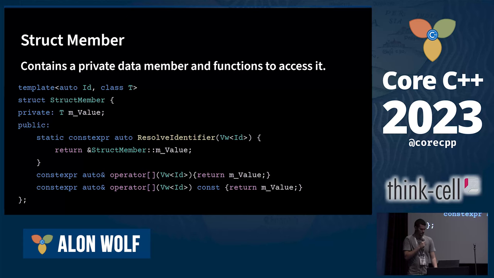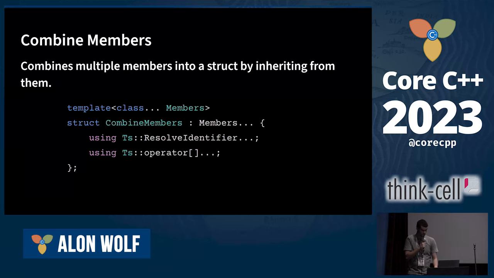Then we define the struct member type, which holds a private data member and has accessor functions, either with the resolve identifier mechanism or through the square brackets operator. We can combine multiple data members into the struct type by inheriting from them.